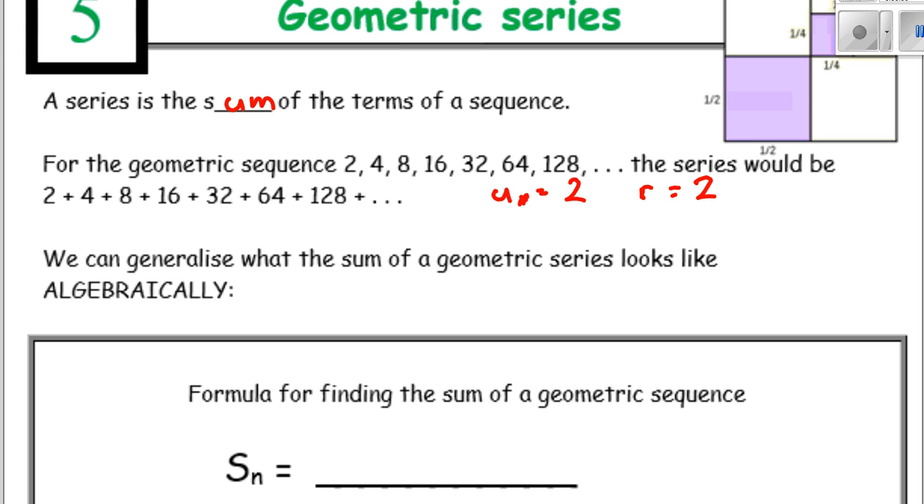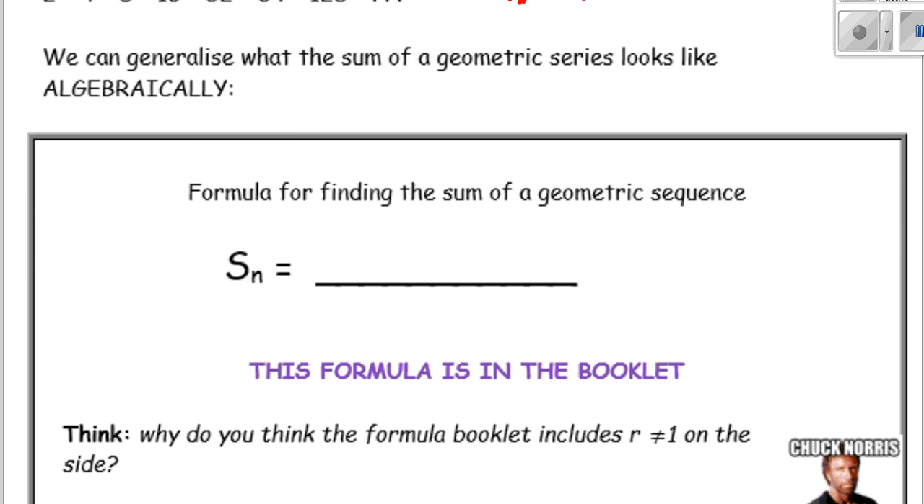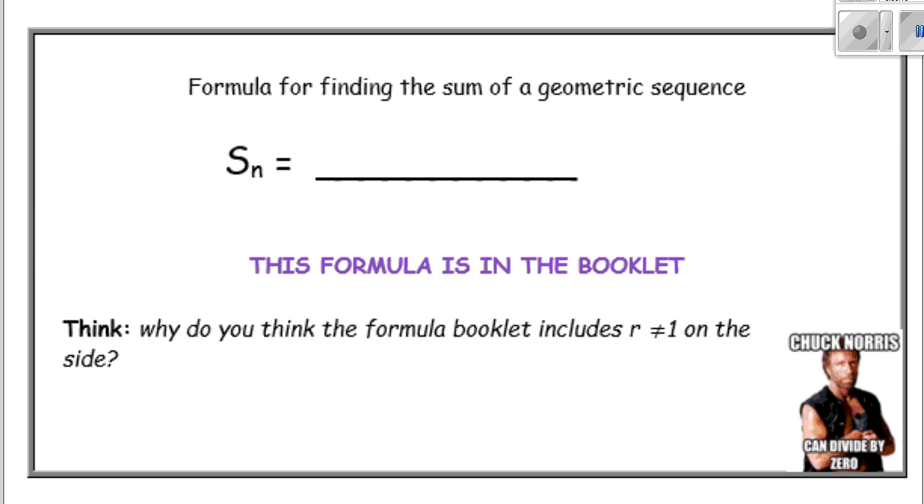So we can generalize, I can't read my own writing. You can generalize what the sum of a geometric series looks like algebraically. This is an awkward formula in your formula booklet. Does anyone happen to see it in their formula booklet or on the first page of their booklet? What the formula for the sum of a geometric is? A little clue is it's a fraction.